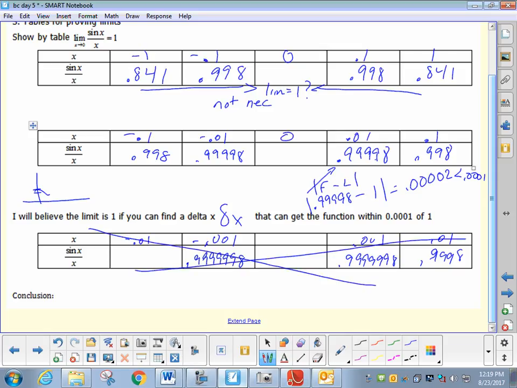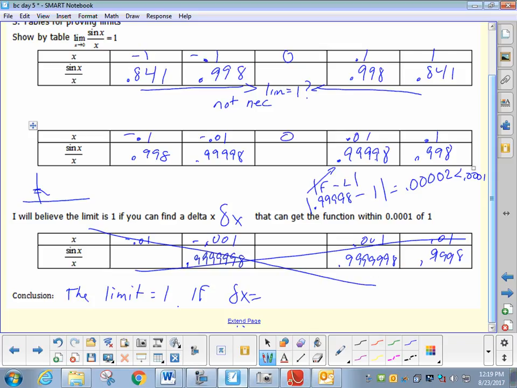So this table actually was unnecessary. I apologize. I would believe the limit is 1 if you can find a delta x that can get the function within 1/10,000. Now, in terms of the conclusion we could write, the limit equals 1. In terms of answering the question, if delta x, or how close you get x to 0, equals, what was the delta x that got me there?